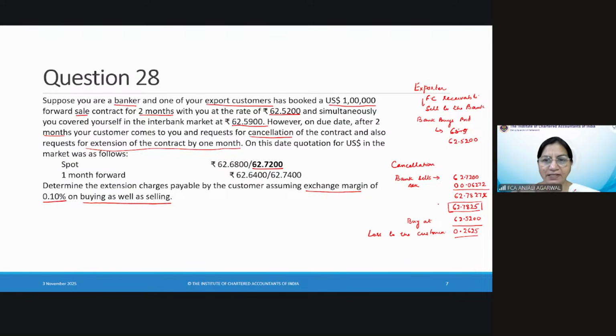Okay. Besides this, he's also requesting you for an extension by 1 month. So what he's saying is that he wants to actually sell the dollars after 1 month. So he's not expecting to receive the payment after 2 months, but he's expecting to receive the payment after 3 months. So he wants an extension by 1 month. So if a customer wants to sell dollars after 1 month, the bid rate would be applicable. Bank would purchase, so bank would pay him 62.64, but again there is a margin of 0.10. So let's look at this, how we present this question.